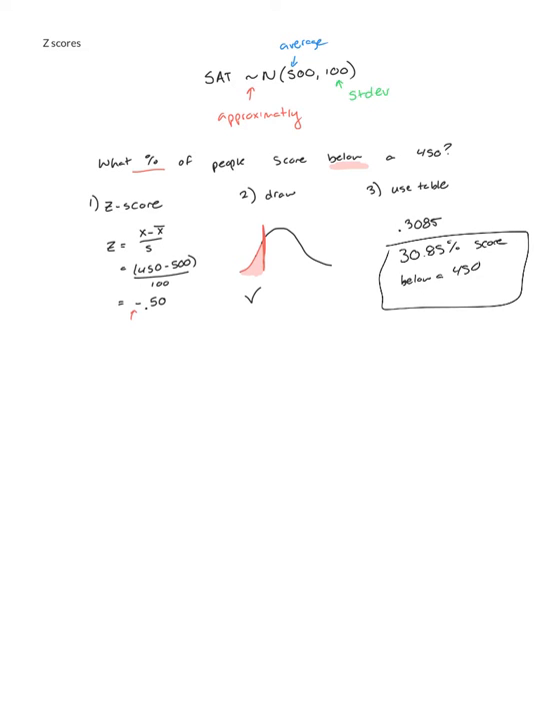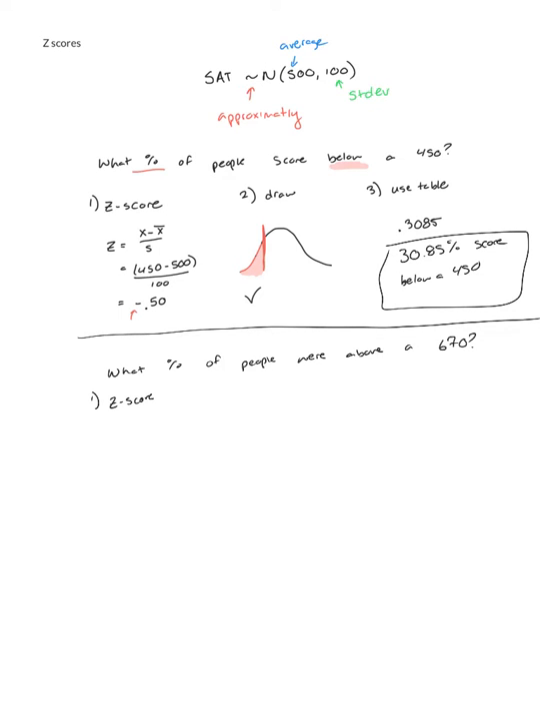Now let's answer one more question with this. So I'm going to ask, what percent of people were above a 670? Using the same information, we're going to answer this question here. Once again, first step, z-score. When I calculate it, I'll plug everything in. 670 minus 500 divided by 100. That'll give me 170 over 100, or 1.7.